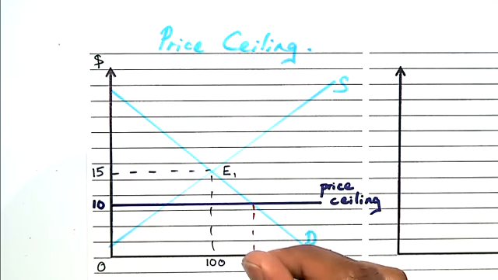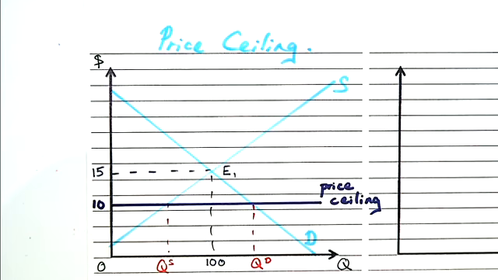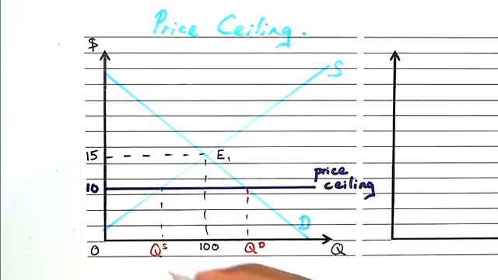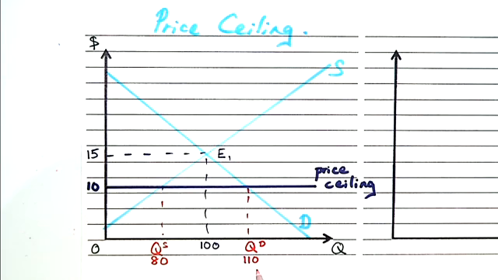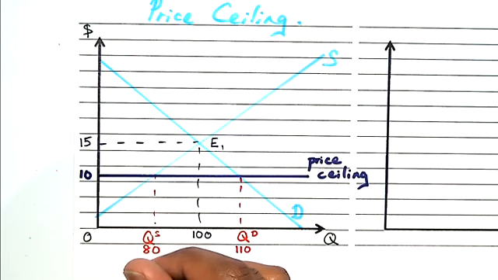The quantity demanded rises, the quantity supplied falls. Random numbers. Even though 110 units are being demanded, only 80 units are being supplied. Therefore, the quantity traded is 80, which is the smaller number, because consumers can only buy whatever is available for sale.